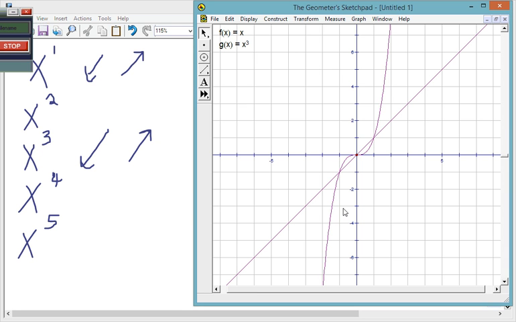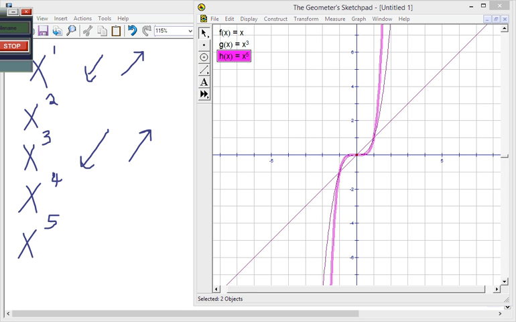Let's look at the 5th degree. The 5th degree, the same thing happens. And what's going to happen for every degree higher than that, like the 7th degree and the 9th degree? It's going to be the same. If the degree is odd, it goes up to the right and down as you go to the left. So all odd degrees have that as their end behavior.